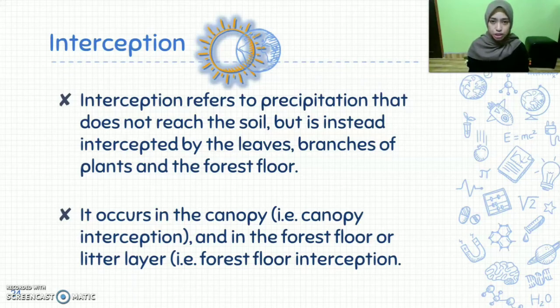Next is interception. Interception refers to precipitation that does not reach the soil, but is instead intercepted by leaves, branches of plants, and the forest floor. It occurs in the canopy, which is known as canopy interception, and in the forest floor or litter layer, which is also known as forest floor interception.